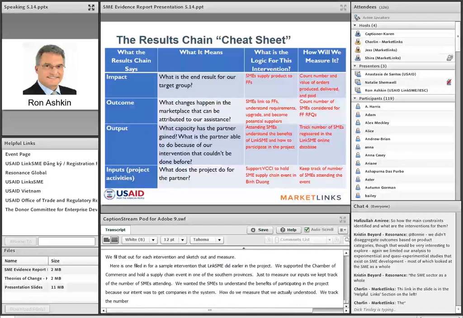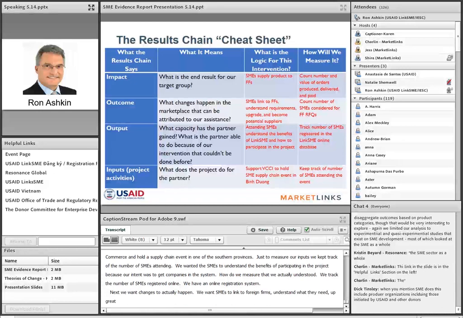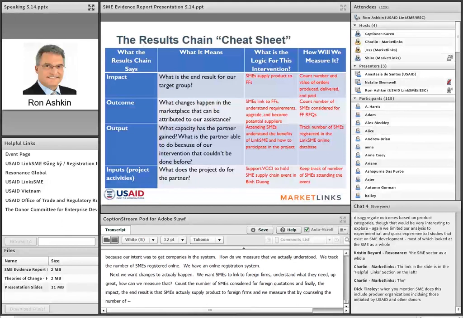We track the number of SMEs that registered online, so we have an online registration system. Next, we want changes to actually happen, so we wanted SMEs to link to foreign firms, understand what they need, upgrade, and become suppliers. How could we measure that? We could count the number of SMEs that are considered for foreign firm requests for quotations. And finally, the impact, the end result, is that SMEs actually supply product to foreign firms, and we can measure that by counting the number and values of orders produced, delivered, and paid that are attributable to SMEs that we gave assistance to. So that's just a practical way of applying logic in the field.